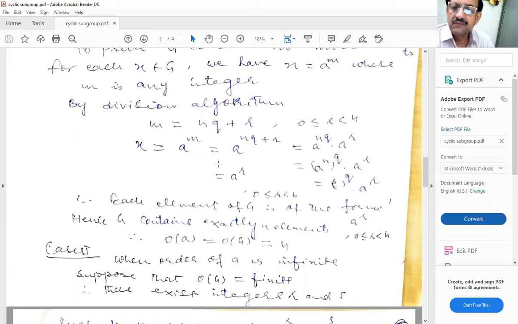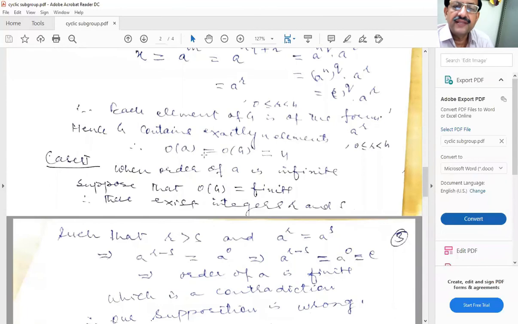Then the order is finite. Now case 2: when the order of a is infinite, suppose that the order of G is finite. We have supposed this. Then there exist integers r and s with the condition r is greater than s, such that a raised to power r is equal to a raised to power s.